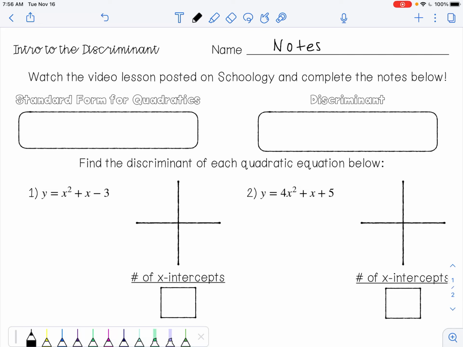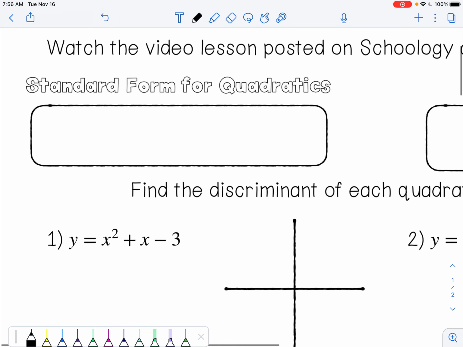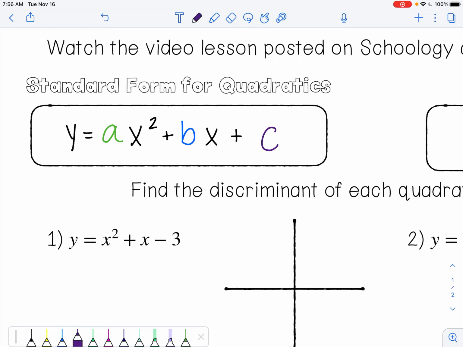Today we're going to talk about something called the discriminant formula. So here's your little video lesson. Just as a reminder, our standard form for quadratics is y equals our leading coefficient a times x squared plus our linear coefficient b times x plus some constant c. We're going to use those three coefficients, a, b, and c, to find what's called the discriminant.